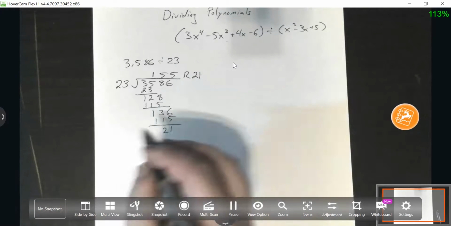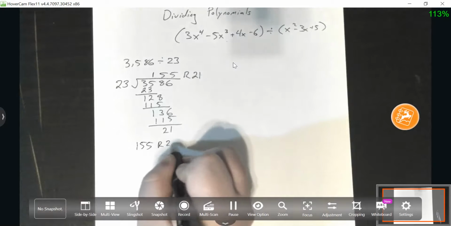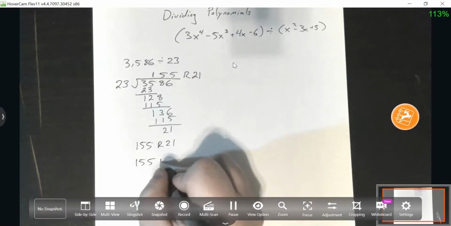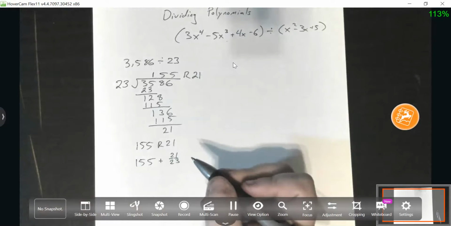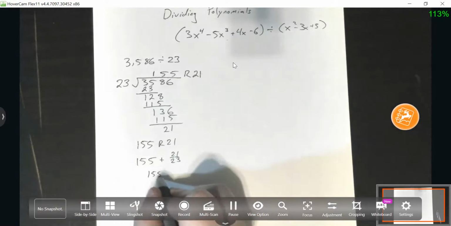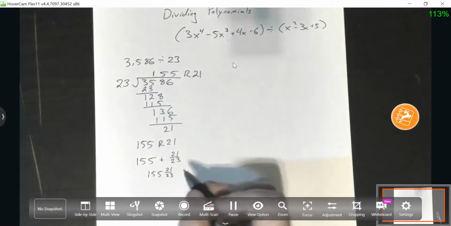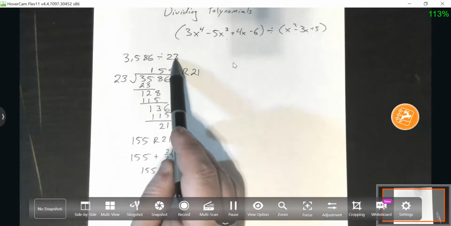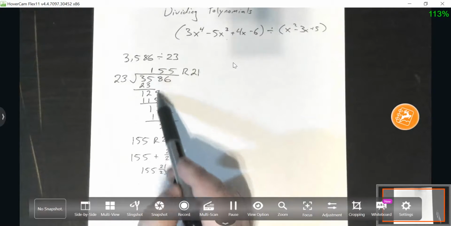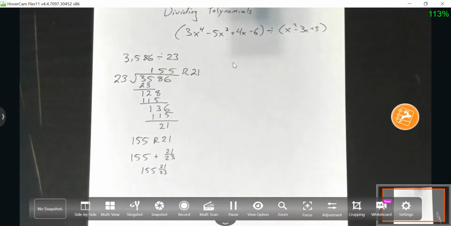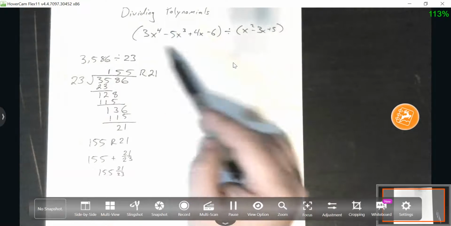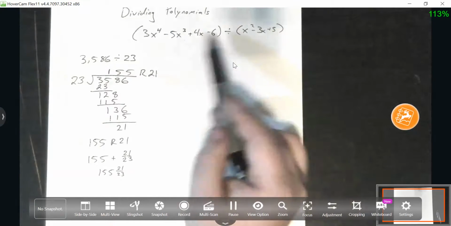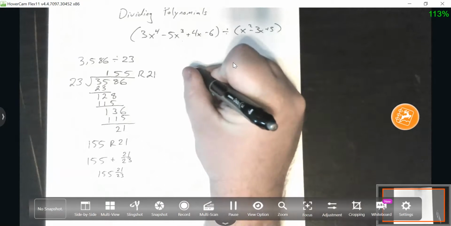There are a couple ways we could write this. We could say our answer is 155 with a remainder of 21. Or we could write it as 155 plus 21 23rds, and they all mean the same thing. So when we divided 3,586 by 23, we did this long division process. Well, horribly enough for most people, we're going to do the same thing with letters. We're dividing this big thing by this, which goes inside our little roots.